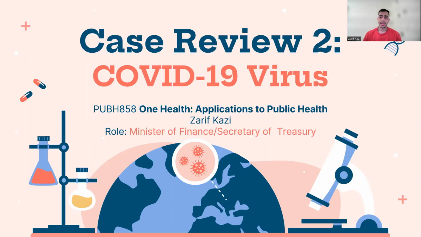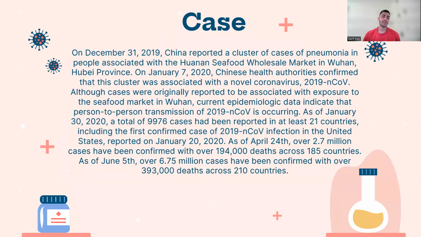So just to begin with, we'll have an overview of the case. In 2019, China reported a cluster of cases of pneumonia associated with the wholesale market in China. As of 2020, the health authorities confirmed that this cluster was associated with the novel coronavirus called SARS-19. It was originally associated with exposure to the food market, but person-to-person transmission was also reported. As of 2020, 9,976 cases had been reported in at least 21 countries. So it went from an epidemic to a pandemic.